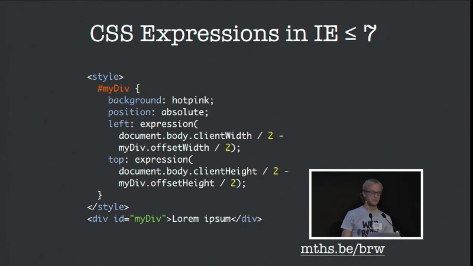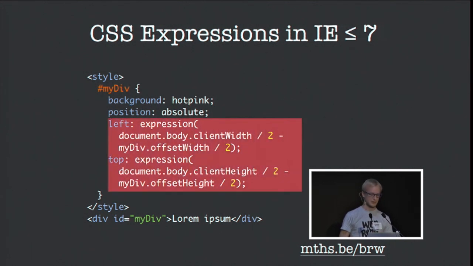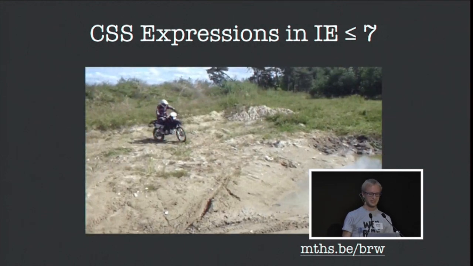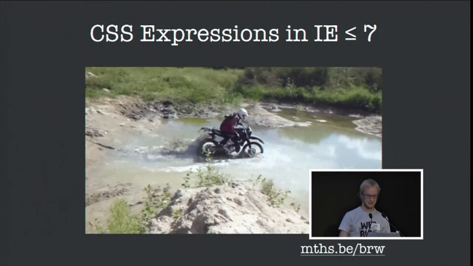IE5 introduced this proprietary feature called CSS Expressions to make it possible to dynamically calculate the values for certain CSS properties. And this feature was supported up until IE7. Now, even if you've never seen this before, if you just look at the syntax closely, you'll note that the code wrapped in the expression part is actually JavaScript. So yeah, CSS expressions are basically a way to run JavaScript in your CSS. It's a great idea. I'm not sure what could possibly go wrong here.